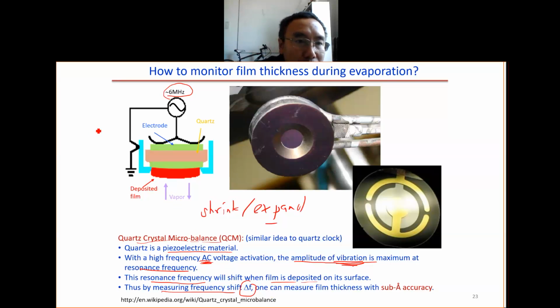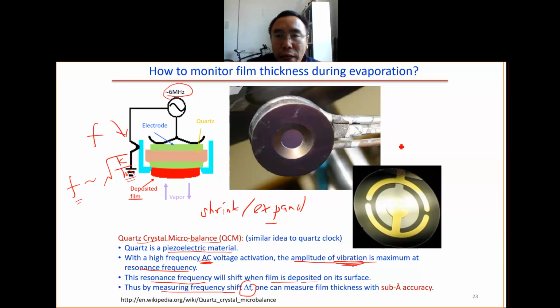So you can imagine when we have the film here, the F will be smaller because we know F is proportional to 1 over square root of M, where K is the spring constant and M is the mass. So the higher the mass, the smaller the frequency. So we have the film on top, we get smaller frequency. This way we can get the film thickness.